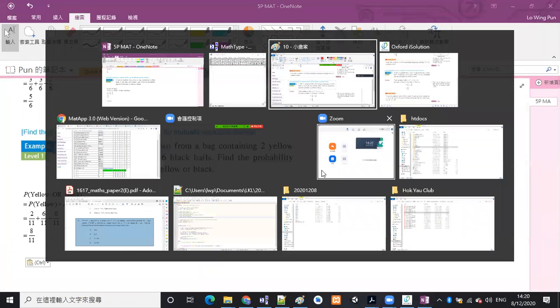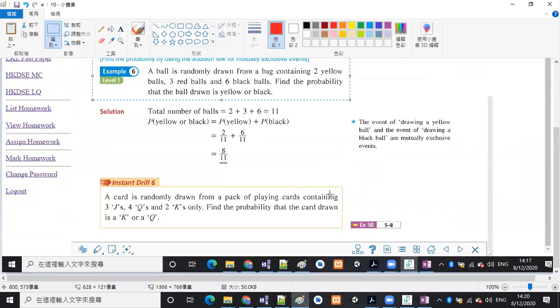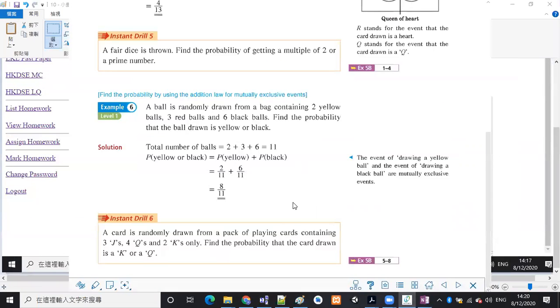Now I would like you to try to do the instant drill number 6. Okay, instant drill number 6, and I'll give you 2 minutes again.